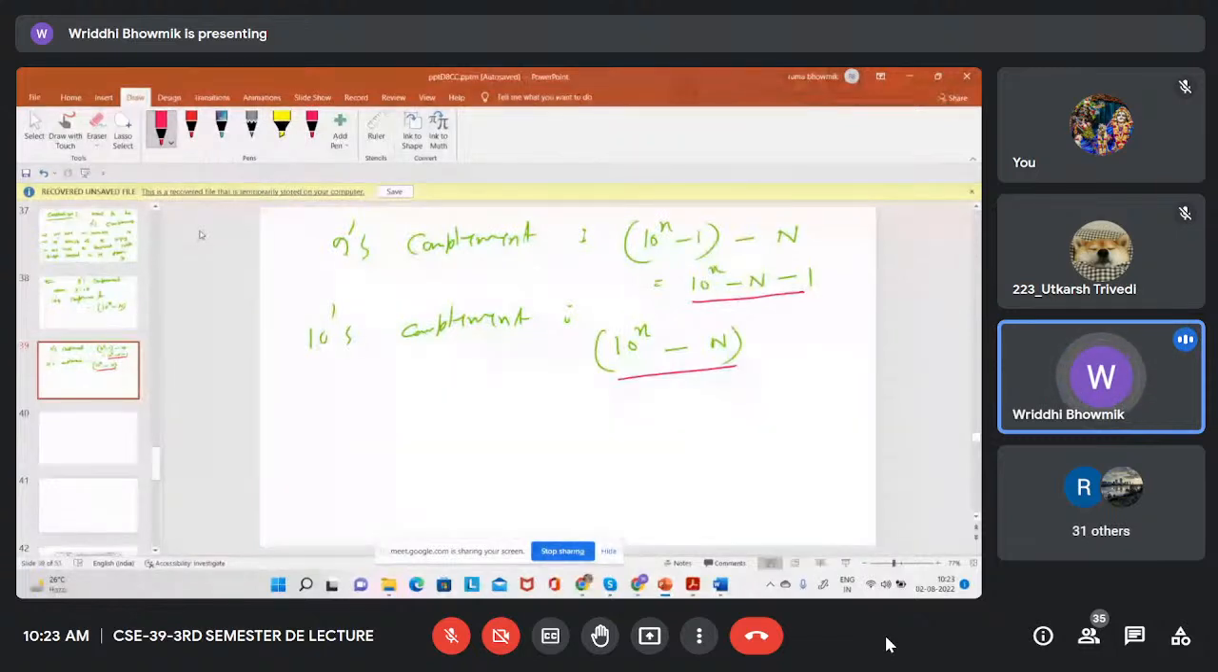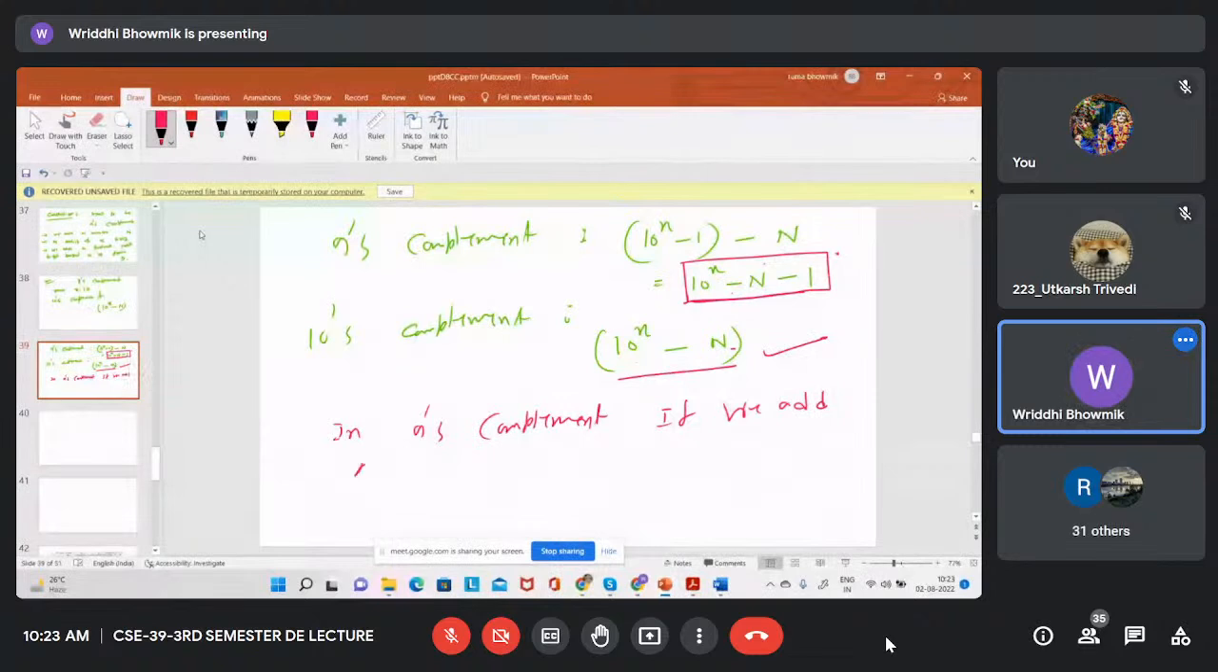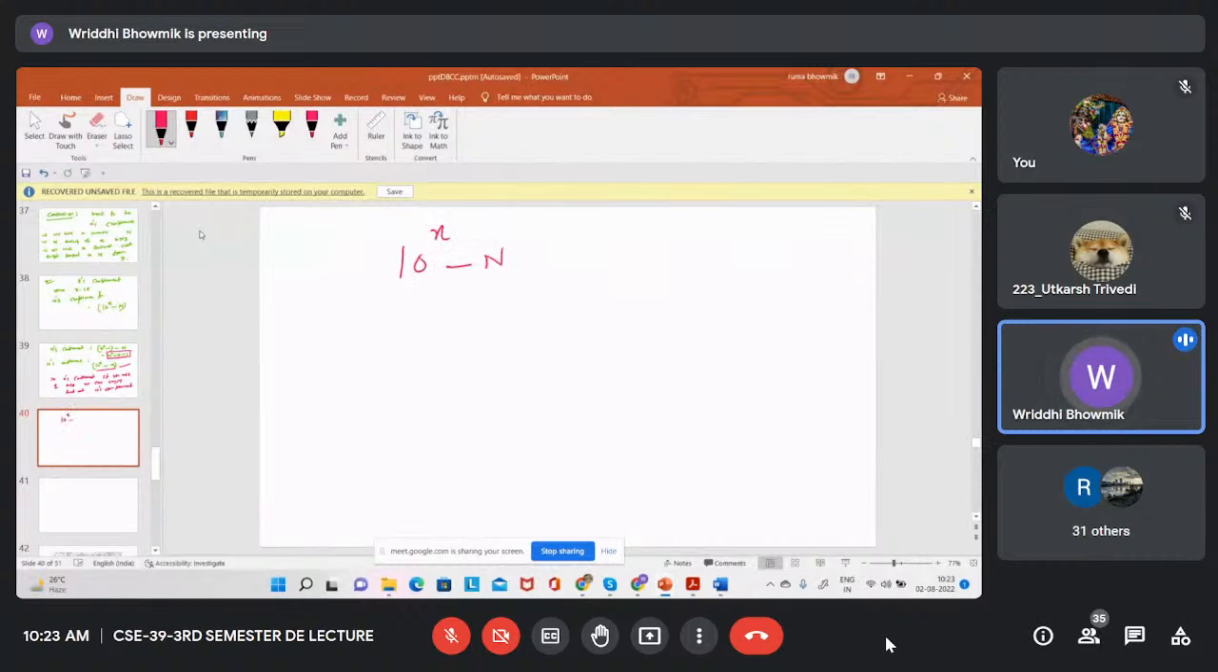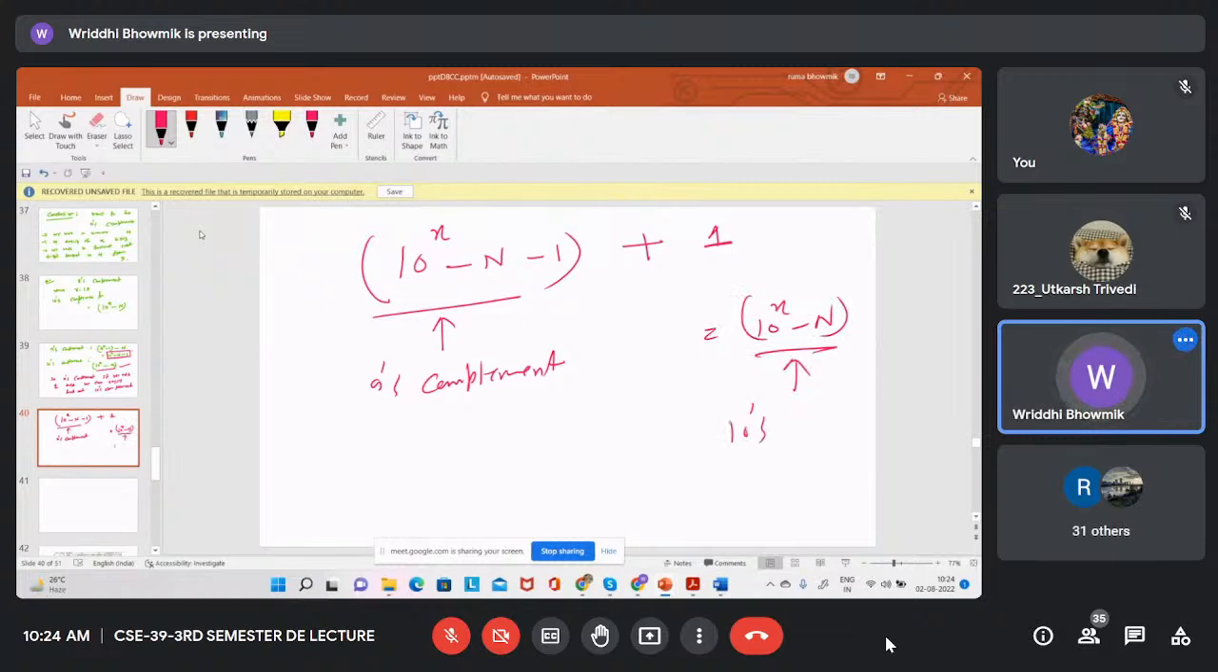Because in the nines complement, what is that formula? 10 to the power small n minus capital N minus 1. And what is the tens complement? 10 to the power small n minus capital N. So in nines complement, if we add 1, then we can easily find out tens complement, isn't it? Because 10 to the power small n minus capital N minus 1 is actually nines complement. And if you add 1, what you will get? 10 to the power small n minus capital N. So this is actually tens complement, right?